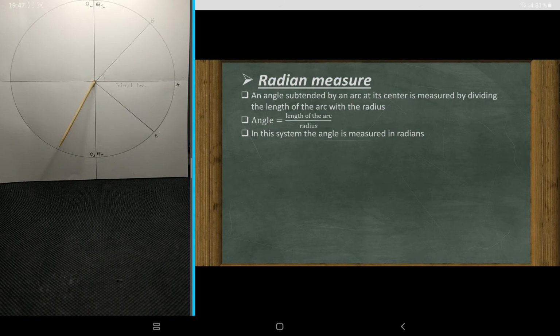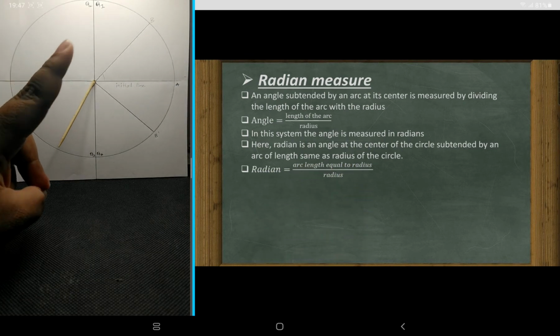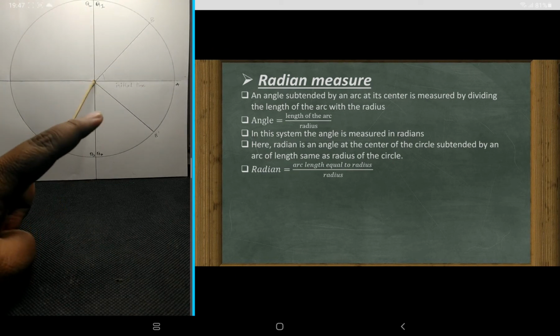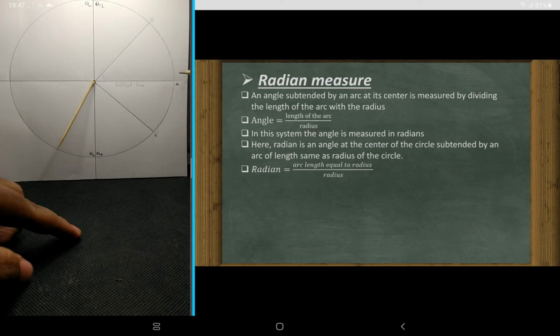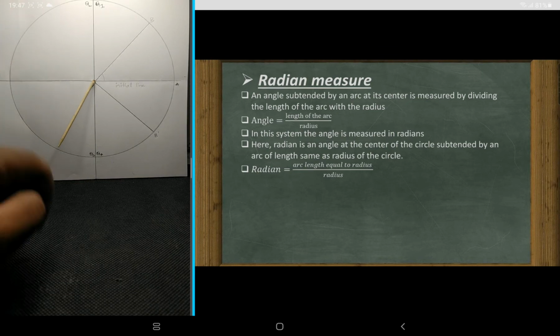Here the radian is an angle at the center of the circle subtended by an arc of length the same as the radius of the circle. So what if the length of this arc, this BA arc, this curved line's length, is equal to OA? That gives you the value of 1 radian. I am trying to tell you that if the length of BA is equal to the radius, then by dividing both of them you will get 1. That is 1 radian, right?